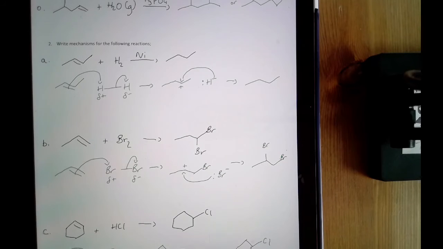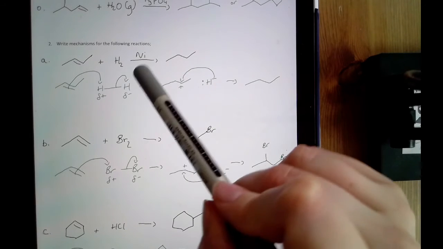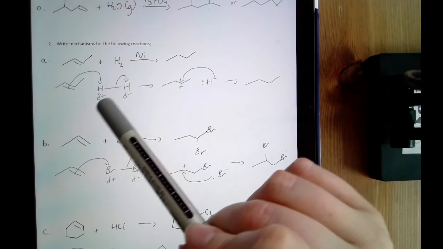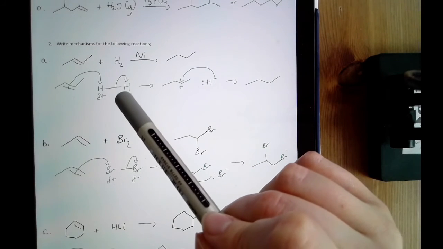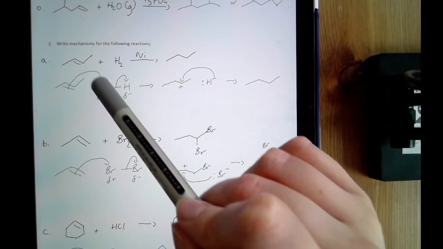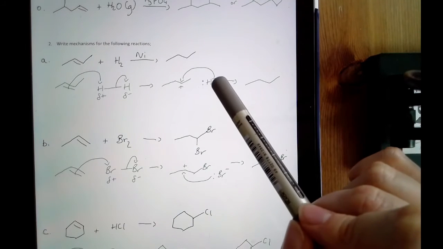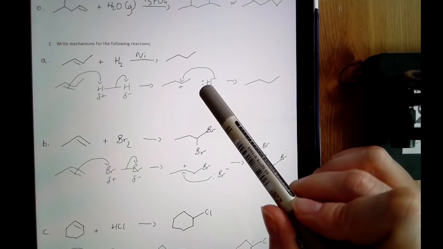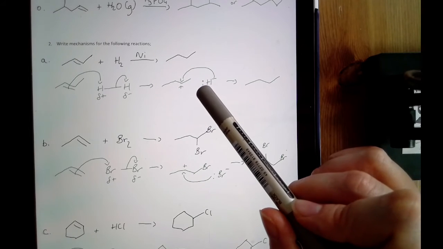Okay, so here are our mechanisms. Again, I don't need to show the role of nickel, so I'm just showing my alkene. I've got my hydrogens. I have got to include the delta positive and the delta negative. It attacks, that bond breaks, and then my hydrogen comes back in here. If you showed the hydrogens on your skeletal formula, that's fine. You don't need to show the lone pair, but you can if you want.